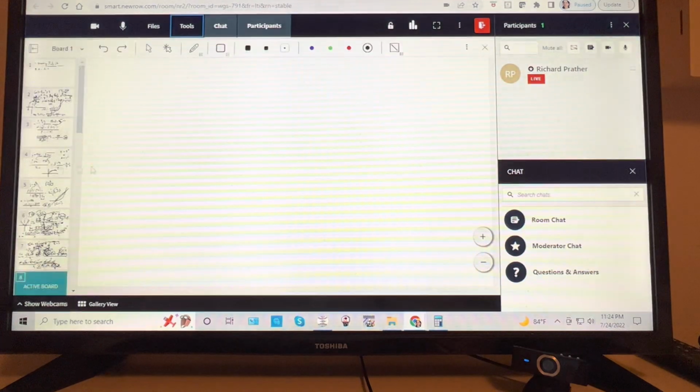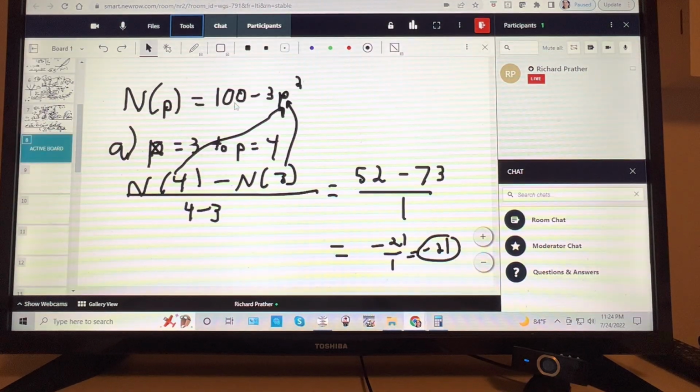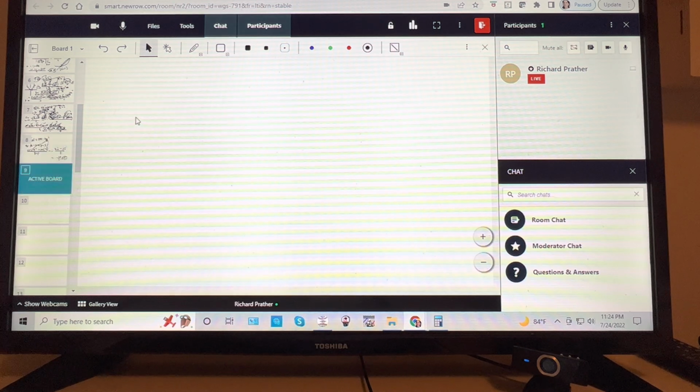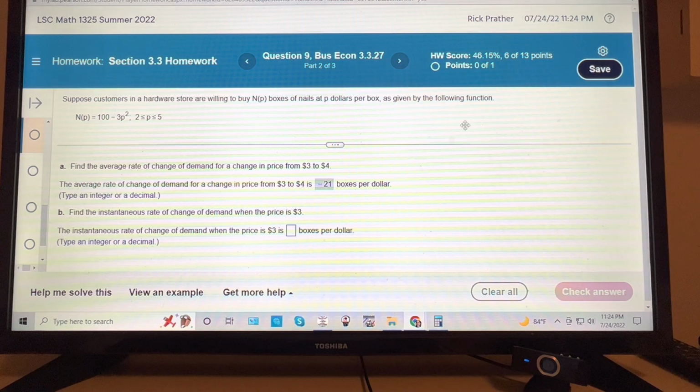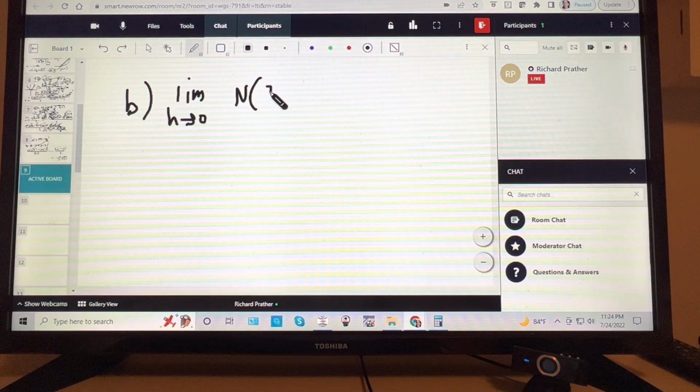And that's exactly the whole point of this section 3.3. Average rate of change is like slope. And then when you switch to instantaneous rate of change, you apply this calculus concept of a limit. The limit is h approaches 0, and I want to do n of, what was it, $3? $3, so we do 3 plus h minus n of 3 all over h.